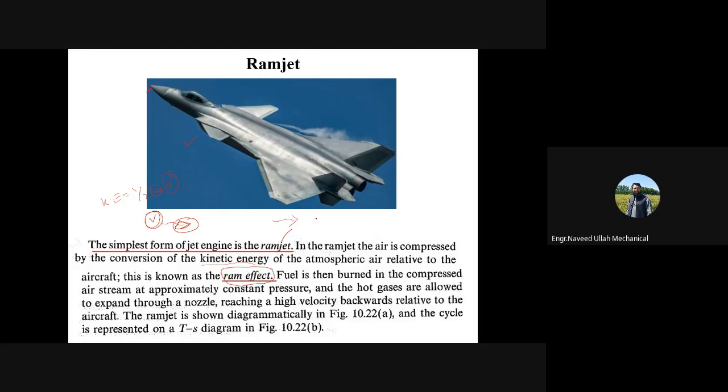And then combustion takes place, fuel is then burned in the compressed air stream at approximately constant pressure and the hot gases are allowed to expand through a nozzle, wahi cheez hai, reaching a high velocity backwards relative to the aircraft, theek hai. So the compression takes place but not conventionally, just because of the conversion of the kinetic energy or the velocity to pressure, and that is actually known as ram effect. What is ram effect? Conversion of kinetic energy to pressure energy, that is known as ram effect.